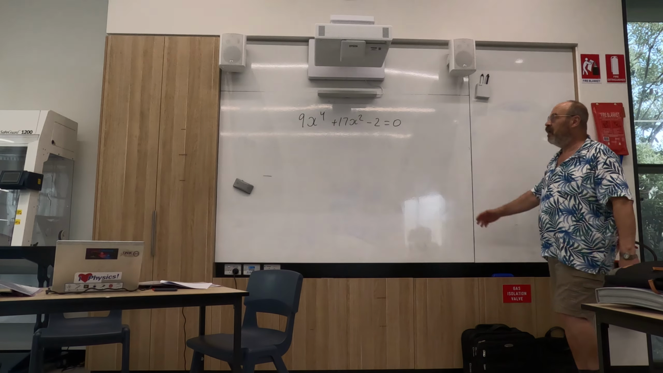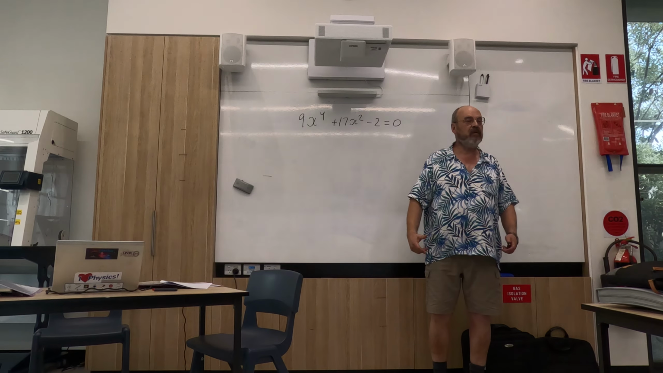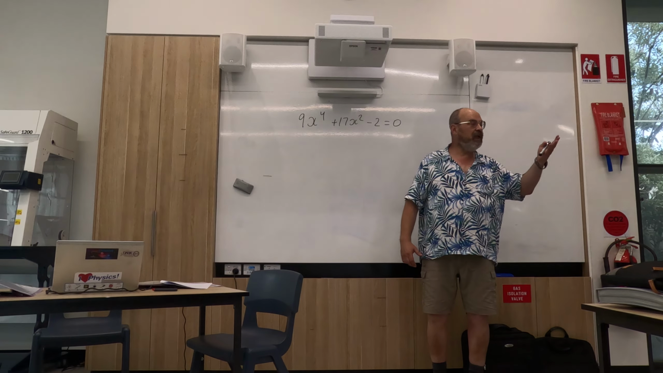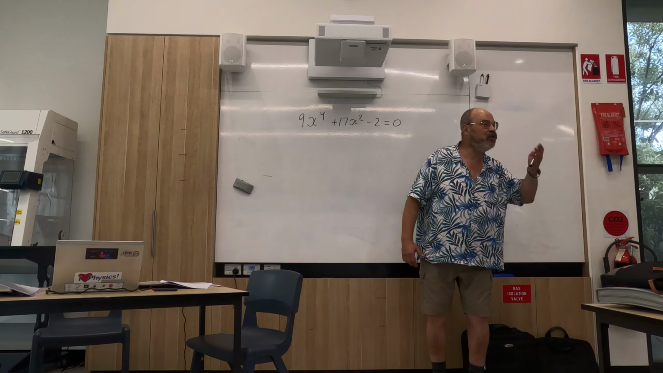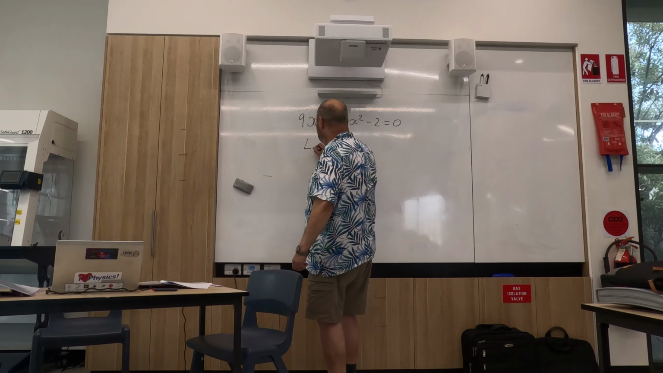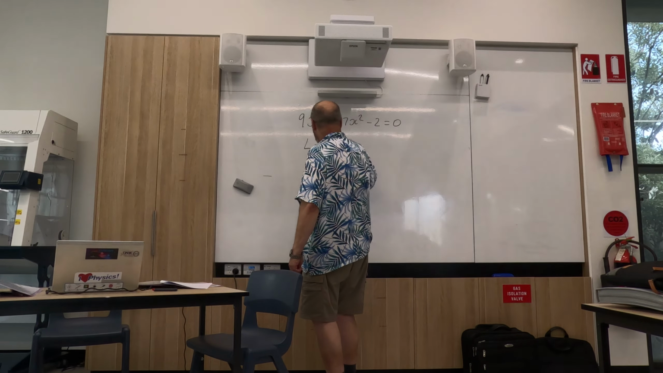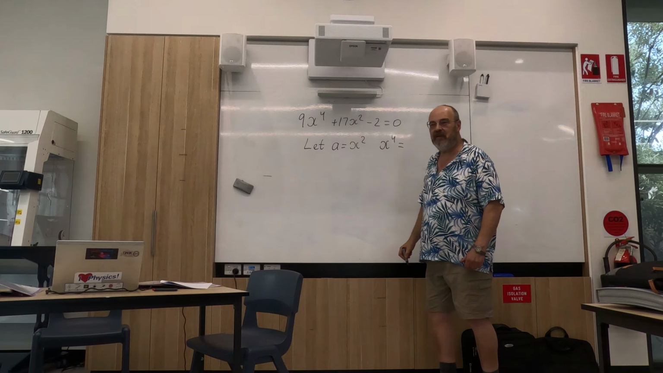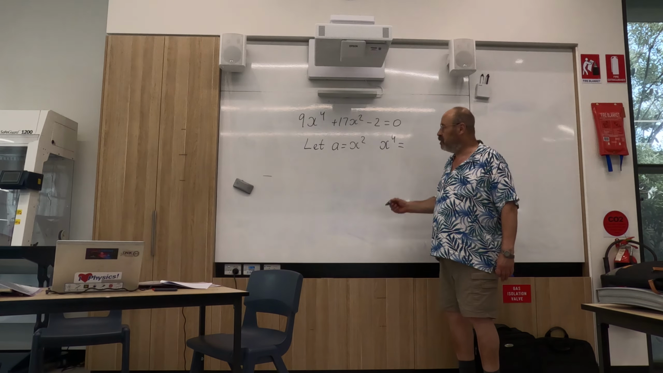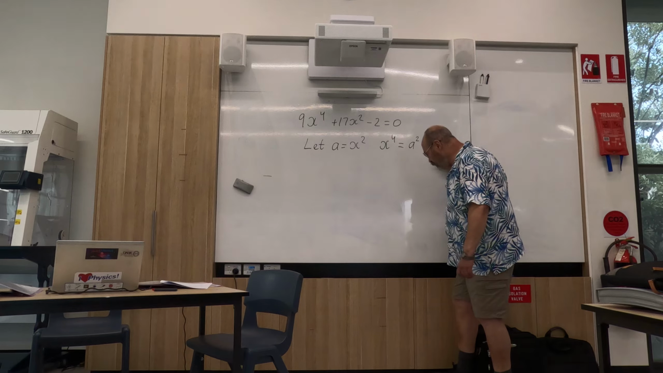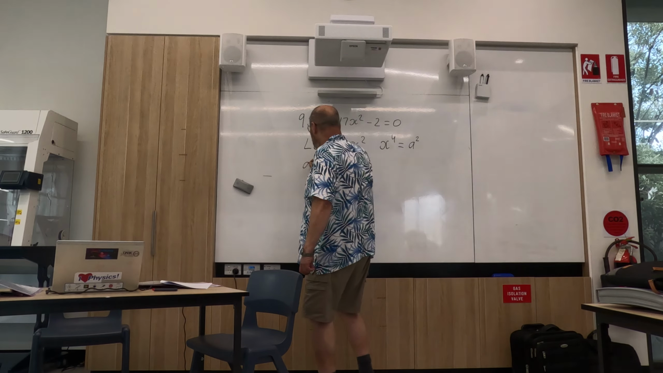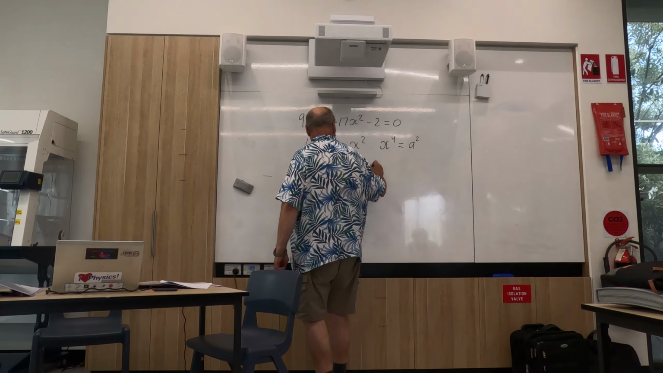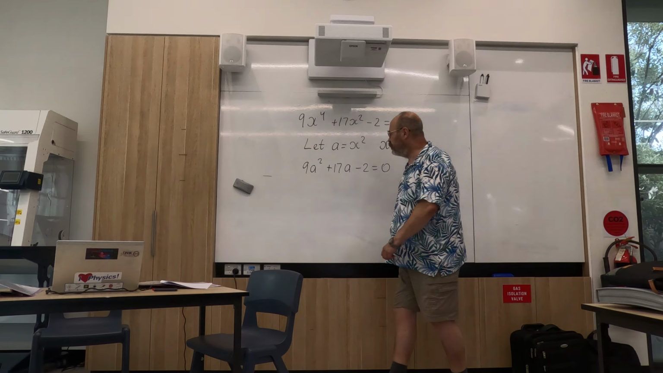So, how can we make it into a quadratic? It's quartic: 9x to the power of 4, and then x squared. We can then do a substitution. Let a equal x squared. Then x to the power of 4 becomes a squared. So we now get 9a squared plus 17a minus 2 equals 0.